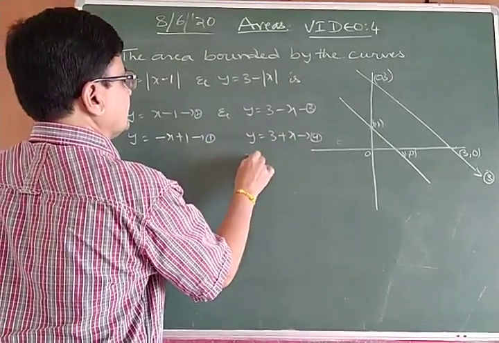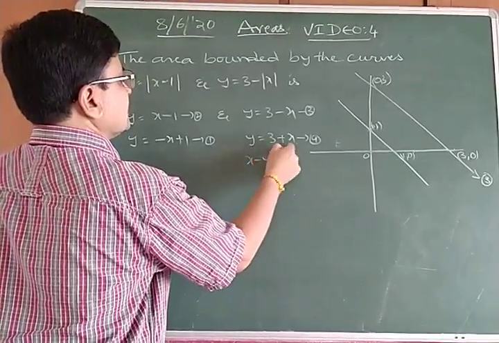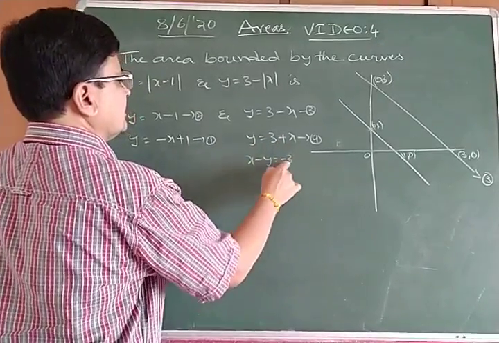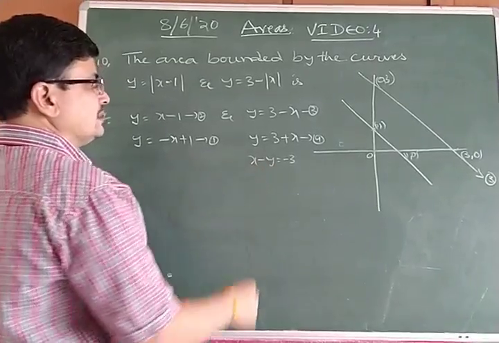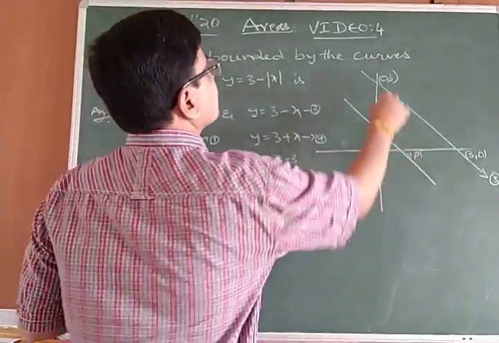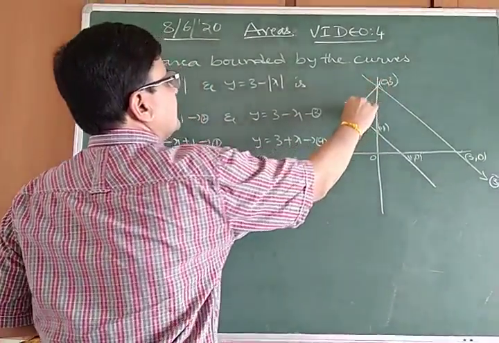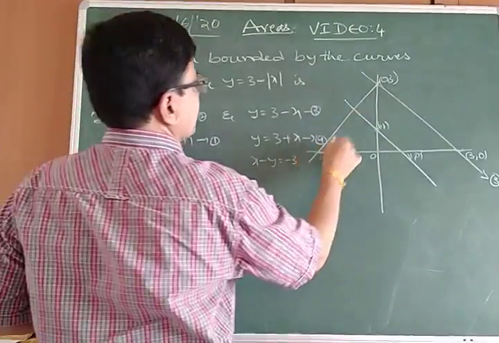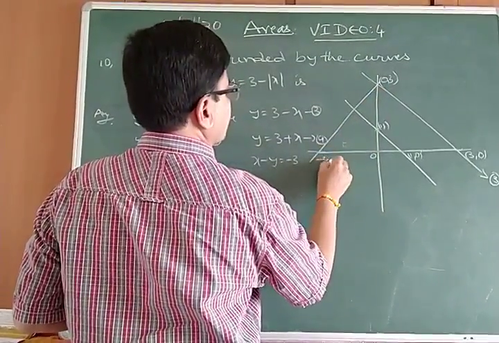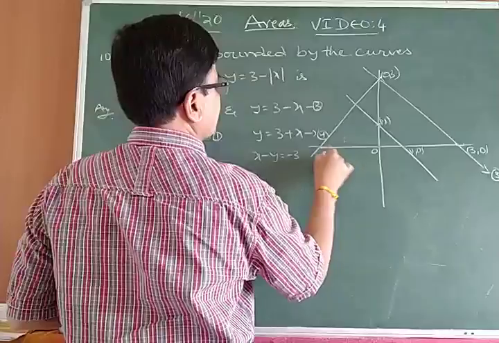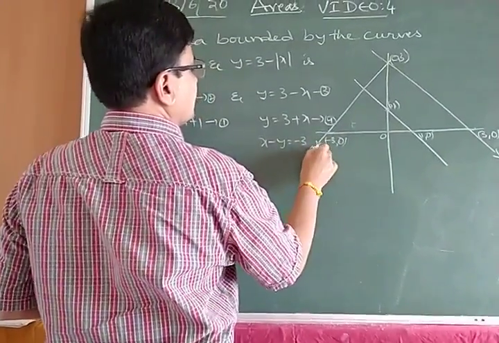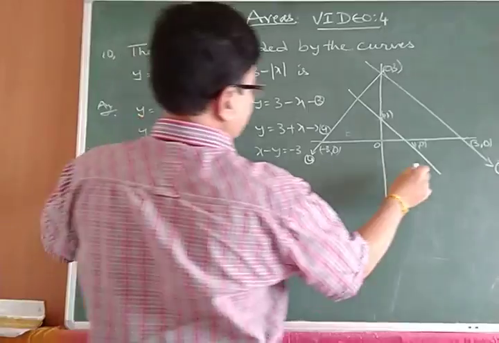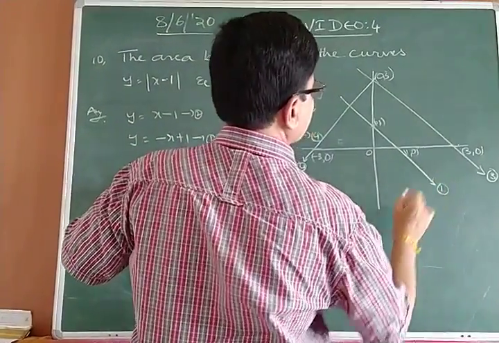x minus y is equal to minus 3. So x intercept is minus 3 and y intercept is plus 3. So we draw a straight line like this. Minus 3 comma 0. This is the straight line number 4. This is the straight line number 1.